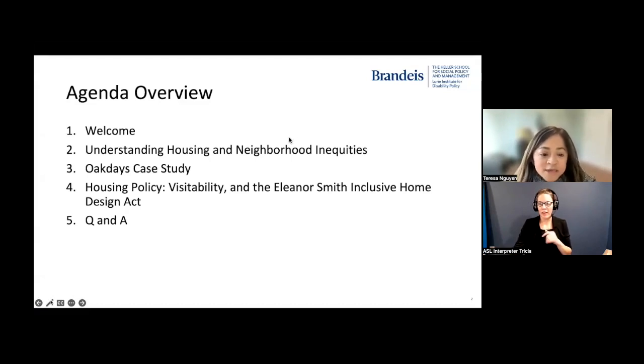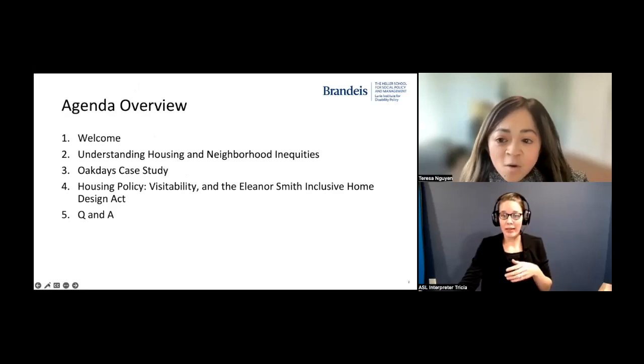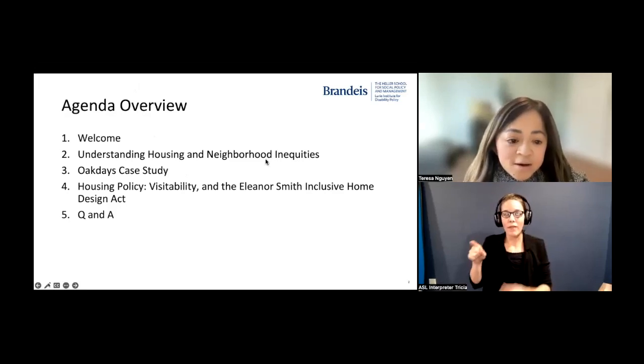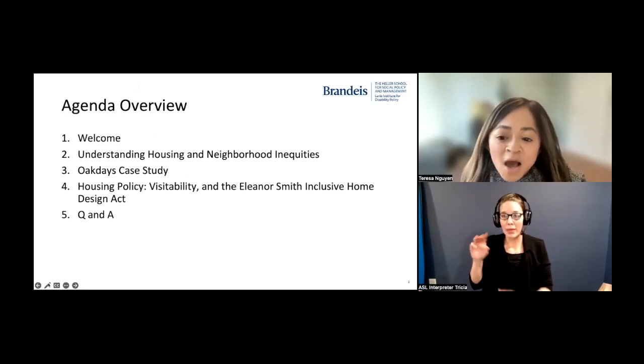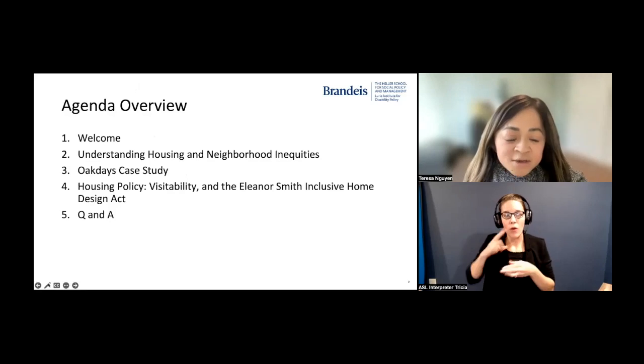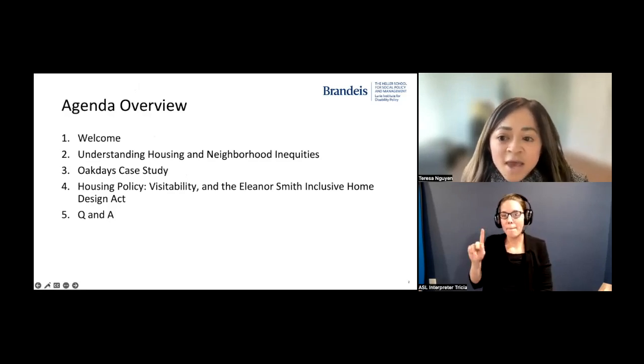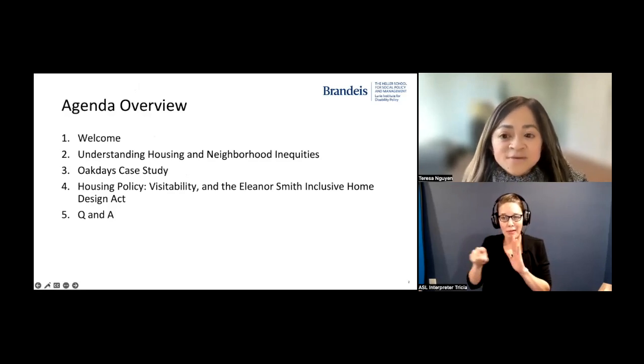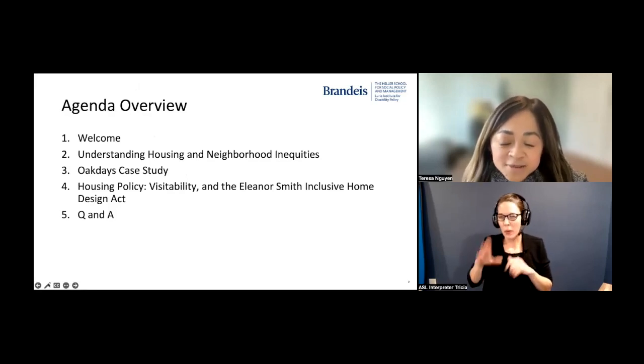An overview of today. We will be talking about, again, affordable housing and community living policy and how these two intersect. I'll be introducing today's speakers. After that, we'll be hearing from Kartik about understanding housing and neighborhood inequities. We'll then hear from Lou Breslin on her case study on a housing program called Oak Days. And then lastly, we'll hear from Mike Oxford on housing policy and what this really implies for community living policy. We'll have a chance for question and answers at the end.